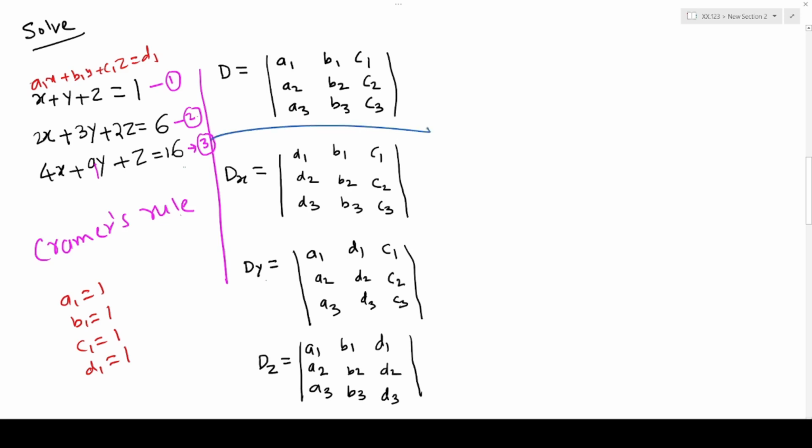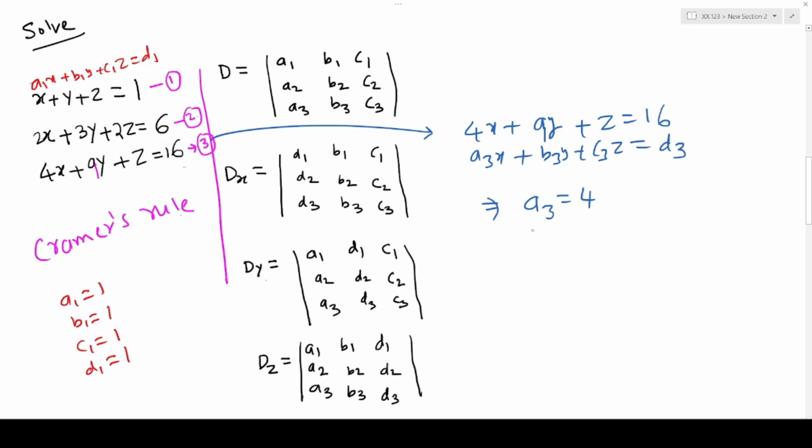Now comparing the third equation, that is 4x plus 9y plus z equals 16, with a3x plus b3y plus c3z equals d3 implies a3 equals 4, b3 equals 9, c3 equals 1 and d3 equals 16.